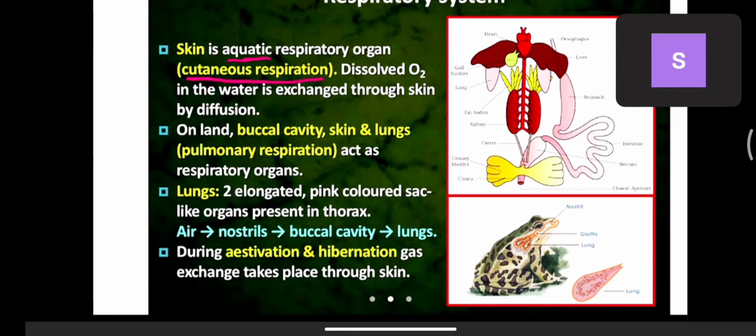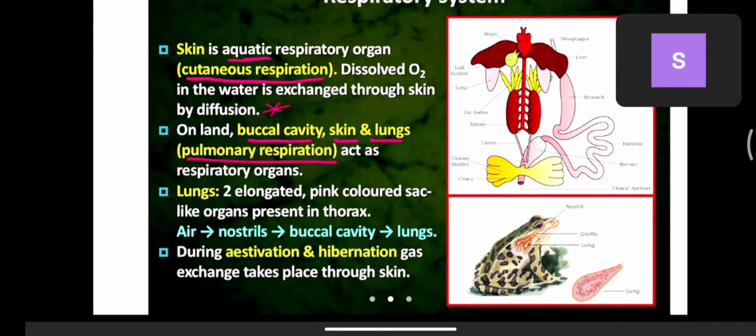So dissolved oxygen in the water is exchanged to the skin by the process called diffusion. Even in the lungs, the exchange of gases takes place with the help of diffusion only. Even in plants, some of the water is transported to the higher parts through the diffusion process. Are you able to understand? So when it is on land, the buccal cavity, skin and lungs are responsible for respiration. Understood? And this kind of respiration we can call pulmonary respiration. Understood?